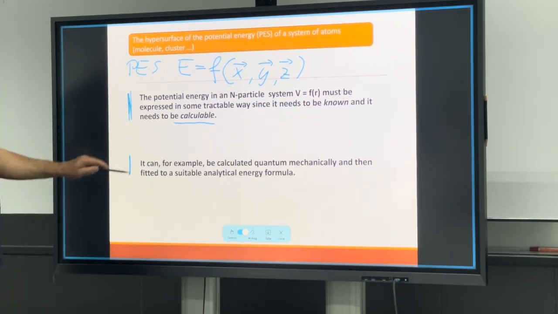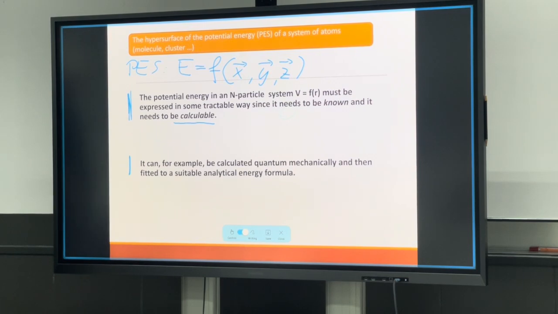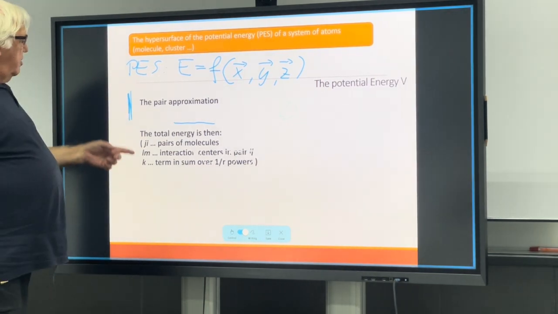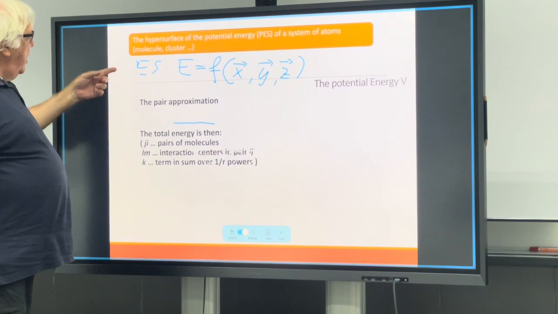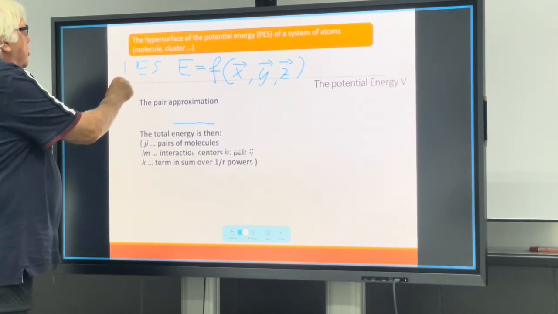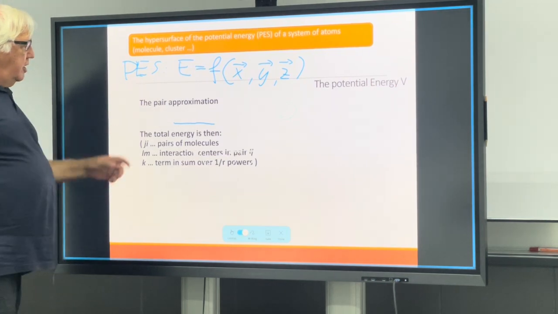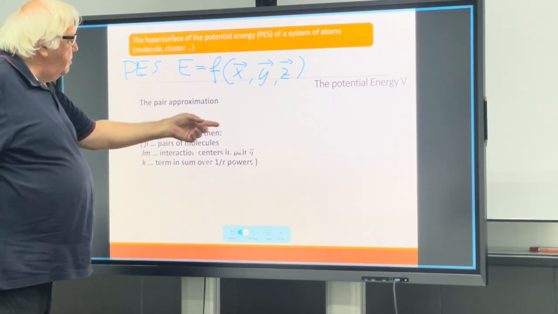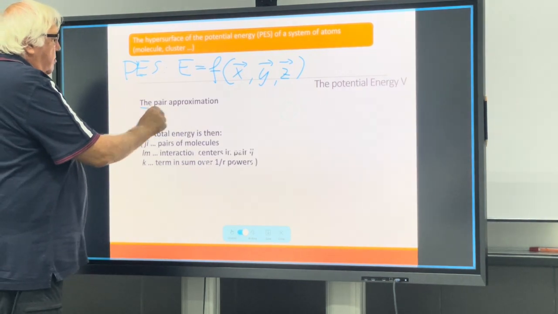And quantum mechanically you can do that, but only for small systems. And one way of expressing the potential energy surface approximately is the so-called pair approximation.